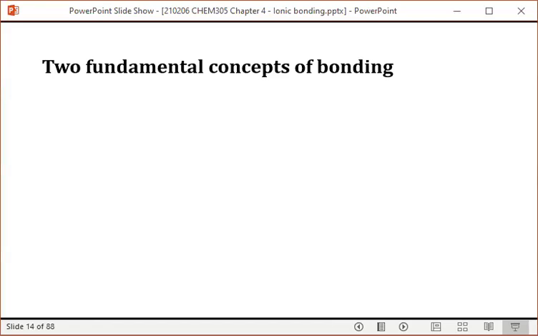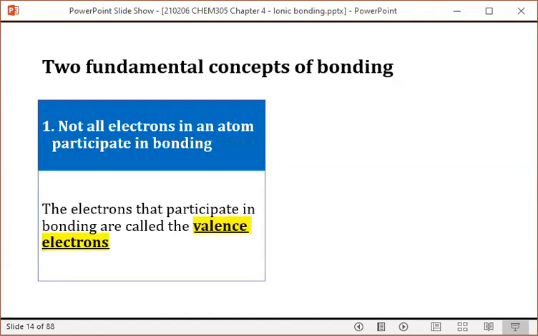So in order to talk about valence electrons and Lewis dot symbols, we first have to talk about the 2 fundamental concepts of bonding. So the first concept is that not all electrons in an atom are going to participate in bonding. And so the electrons that do participate in bonding are what we call the valence electrons. So it's just the valence electrons that are going to be the ones participating in chemical bonding, the ones that are either going to be transferred between atoms to make ionic bonds or shared between atoms to make covalent bonds.